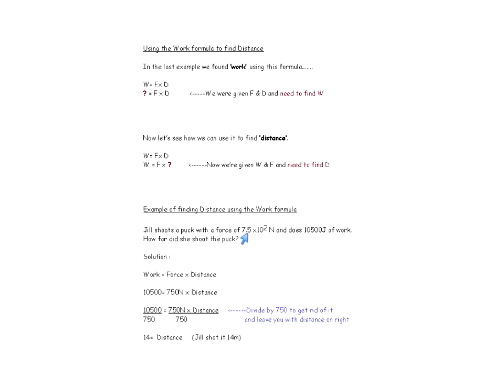So in this problem it says Jill shoots a puck with a force of 7.5 times 10 to the power of 2 newtons and does 10,500 joules of work. How far did she shoot the puck?